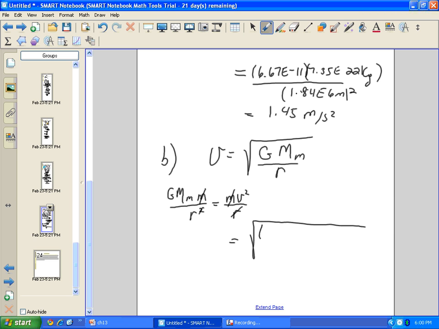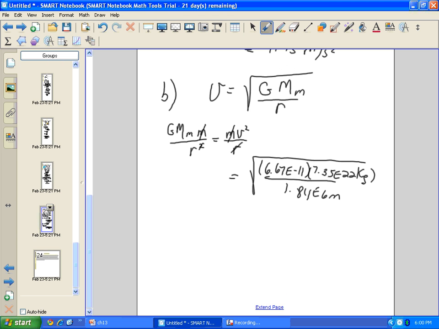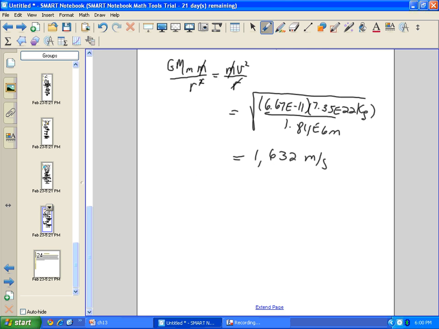Square root of 6.67 e to the minus 11, 7.35 e to the 22 kilograms divided by 1.84 e to the 6 meters. And we don't square that because it's just r. That gives us an orbital speed of 1,632 meters per second.